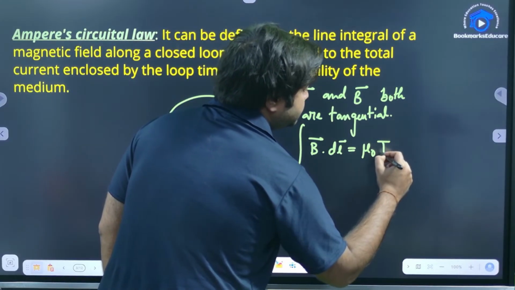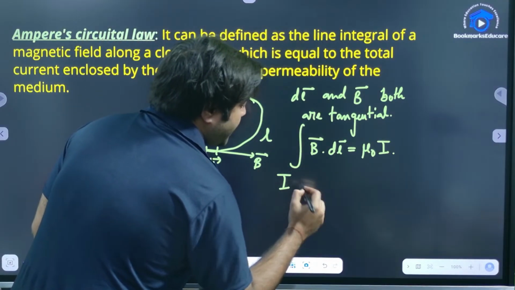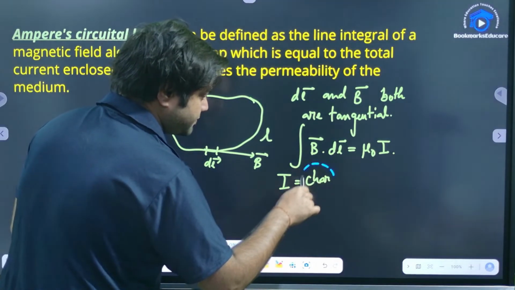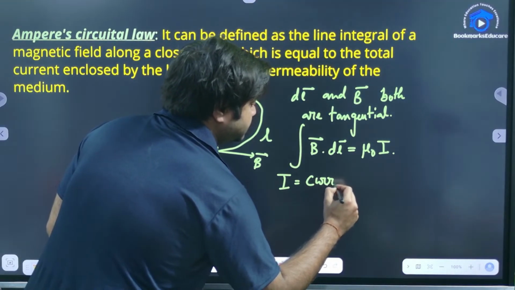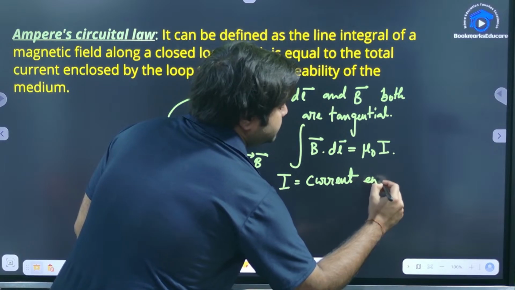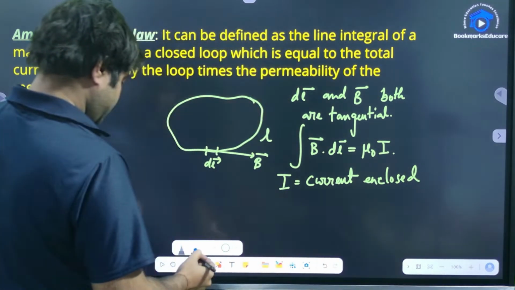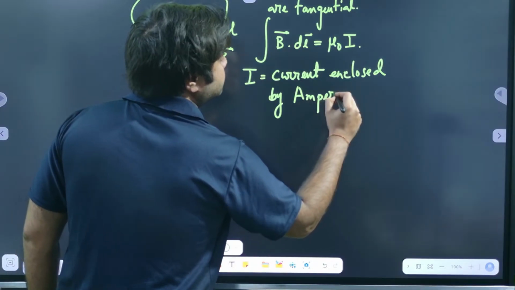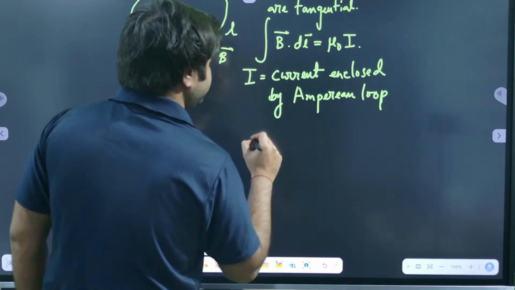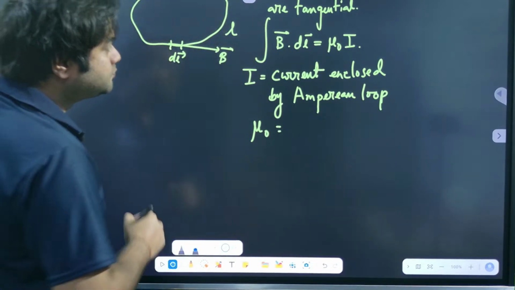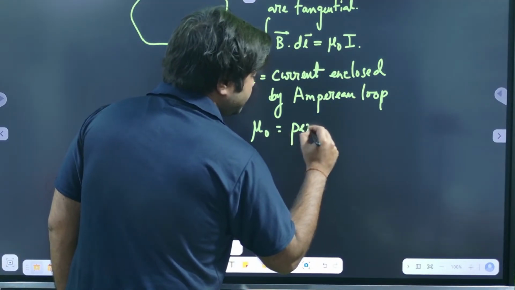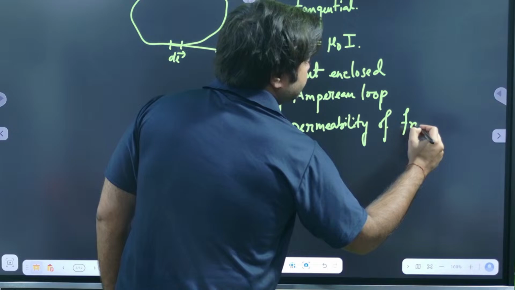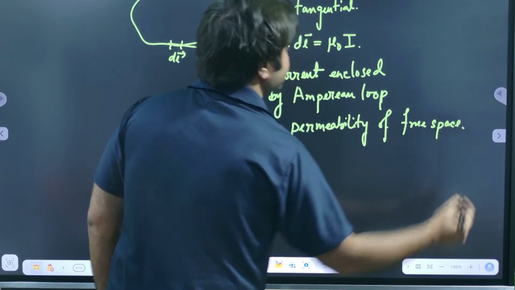mu naught I, where I is, sorry, it is the current enclosed, it is the current enclosed by the Amperian loop, and this mu naught corresponds to the permeability of free space, that is the free space permeability.